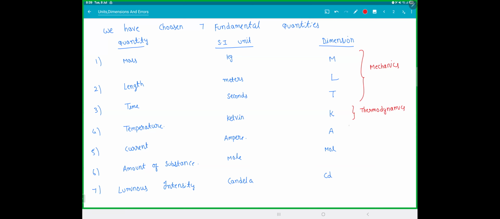Ampere is used in electromagnetism, electric field, magnetic field, it comes there. Mole comes in chemistry. Candela comes in optics. Primarily, these are the main branches in physics: mechanics, thermodynamics, electromagnetism, and optics. So chemistry goes into atomic structure and all that stuff, but yeah.